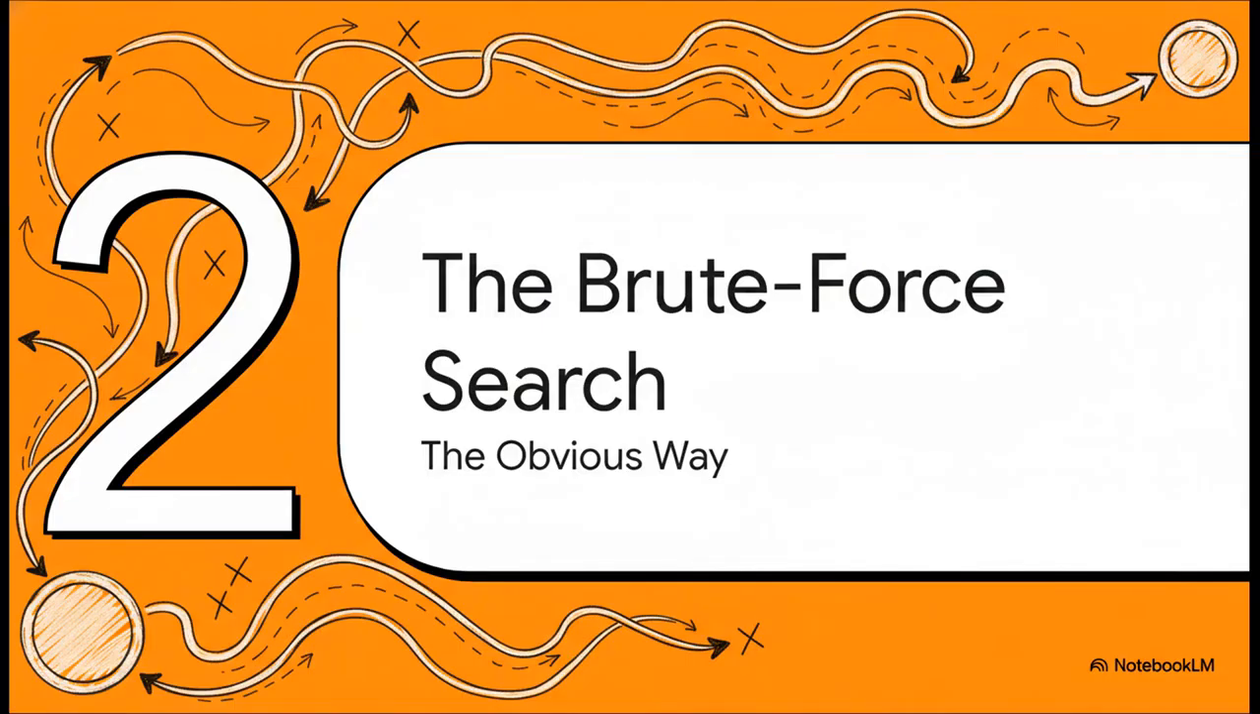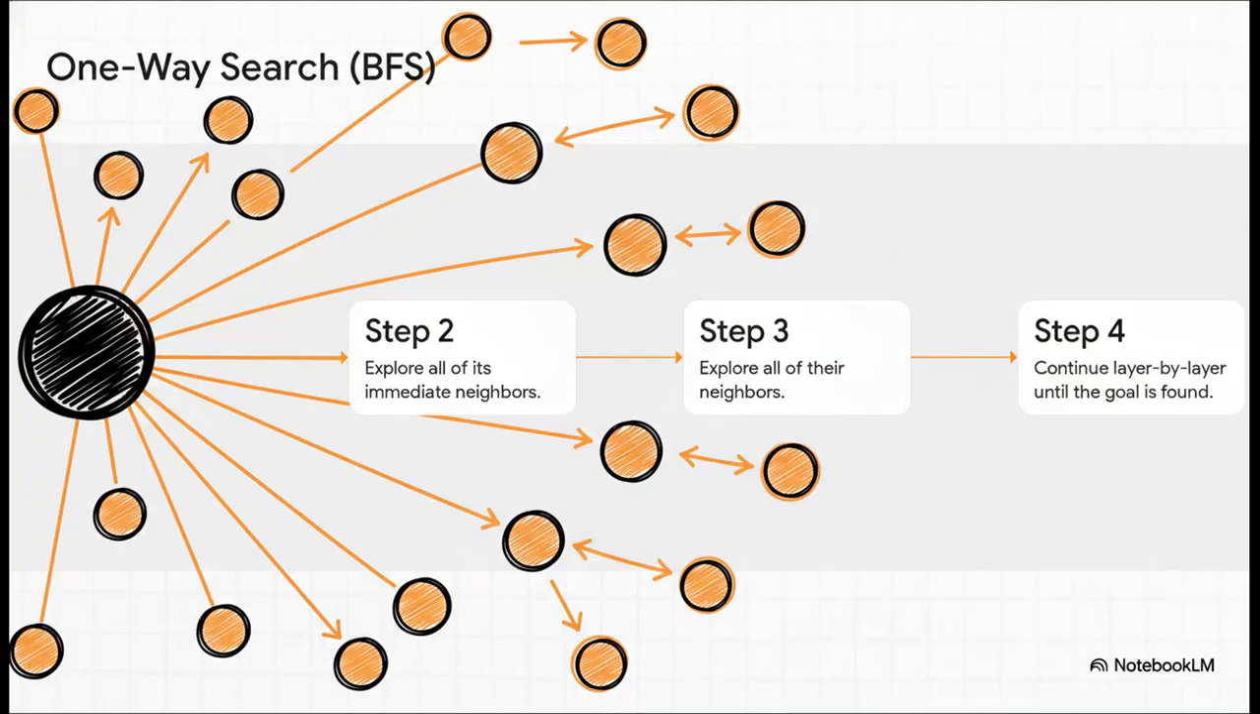Well, the first thing you'd probably think of is what we might call the brute force way, right? You just start where you are, and you start looking around one step at a time. This has a name. It's a classic algorithm called breadth first search, or BFS for short. It's super simple. You start at point A, then you check all of its direct neighbors, then you check all of their neighbors. You just keep going out layer by layer.